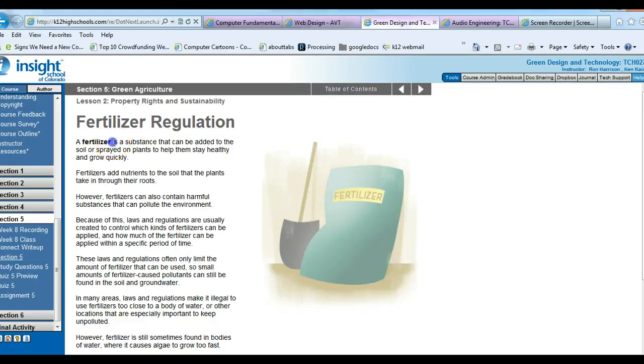Fertilizer is added to plants or soil to make them grow better. Of course, the main reason you use fertilizer is so things will grow faster, and then farmers can grow more crops. So that's really the main use of fertilizer. Of course, in your yard, you use fertilizer. Your mom and dad might use fertilizer for flowers to make them grow better.